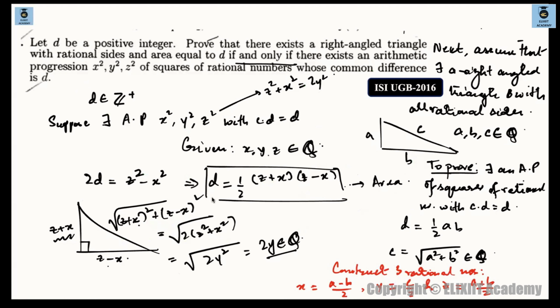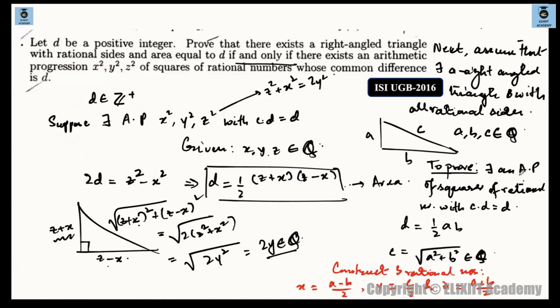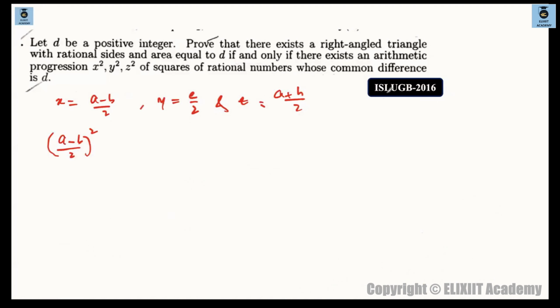ठीक है. Observe the squares of these rational numbers. I have constructed three rational numbers, X to be A minus B by 2, Y to be C by 2, and Z to be A plus B by 2. Why we have done this? Observe the squares of these rational numbers, A minus B whole square. Proof क्या करना है? There exists an AP of squares of rationals with common differences equal to D. हाँ, तो A minus B whole square, देखो, look at the square very carefully. Observe the squares. ठीक है, consider the squares.